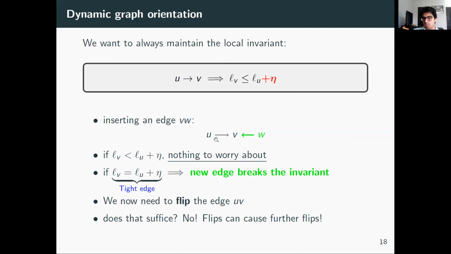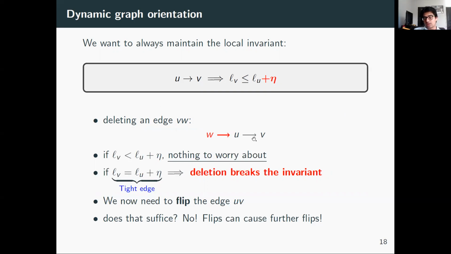No, because what you've done is flip this edge over uv. Now the edge is directed towards u, which means the load of u is increased, which could break some other inequality somewhere, right? And the same thing happens in deletions, right? Suppose we already have this edge w to u, and if we delete it, it could possibly break the invariant if it was a tight edge, if uv was a tight edge.